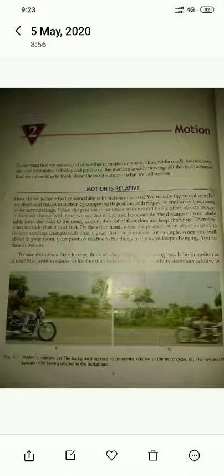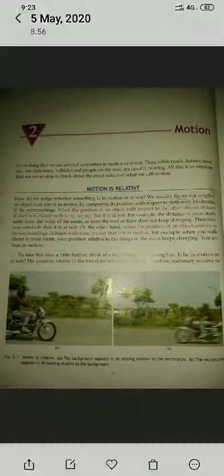Okay, so motion is always relative. What does this mean? Suppose you are sitting in a train, you are simply sitting in the train and the train is moving. Then the person sitting next to you will find that you are at rest. He will say that this boy or girl is simply sitting over here, right? But a person who is standing outside the train will say that this person is moving, right?